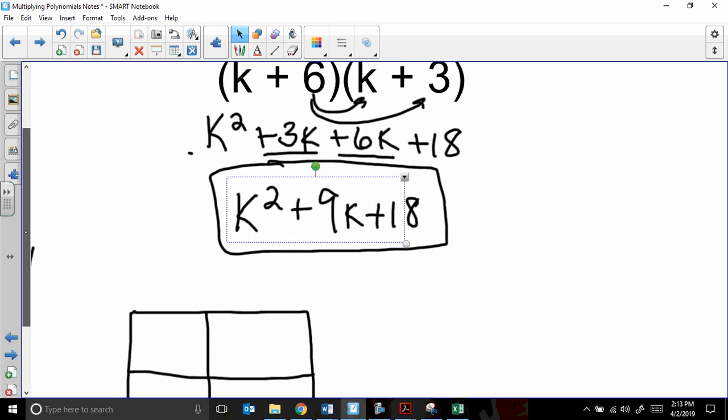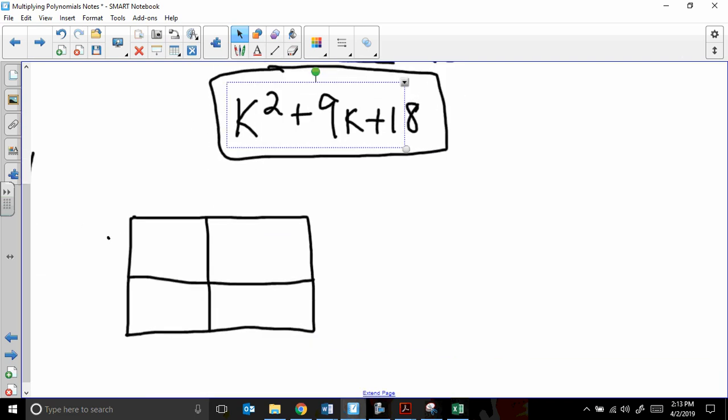I know that's not pretty. So it's a k and a positive 6, and a k and a positive 3. Now it doesn't matter which term you put on the left and what term you put on the top. Okay, so now I have k times k, which is k squared, and I got k times 3, which is 3k, and then I got 6 times k, which is 6k, and then 6 times 3 is 18.